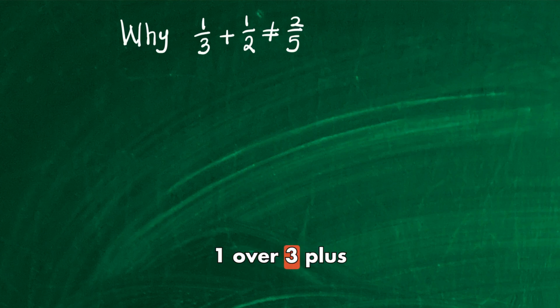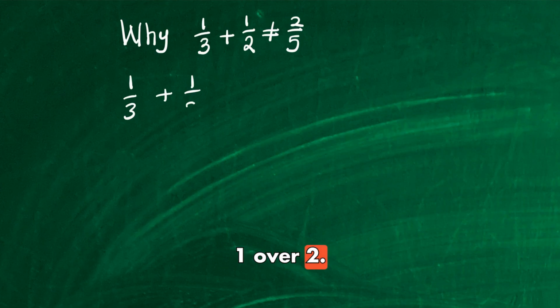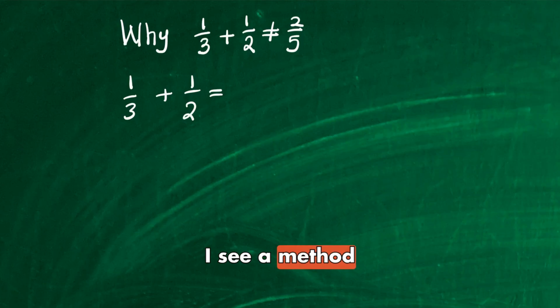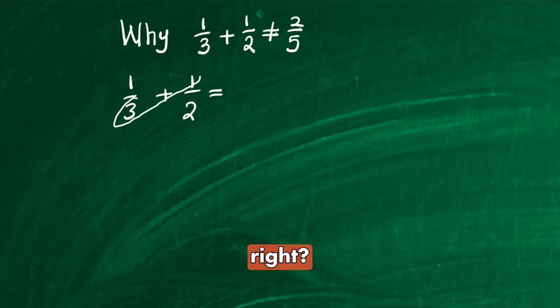Why 1 over 3 plus 1 over 2 is not equal to 2 over 5. Let me write 1 over 3 plus 1 over 2. So I see a method that has been circulating on the internet which says you multiply the opposite numbers, right?